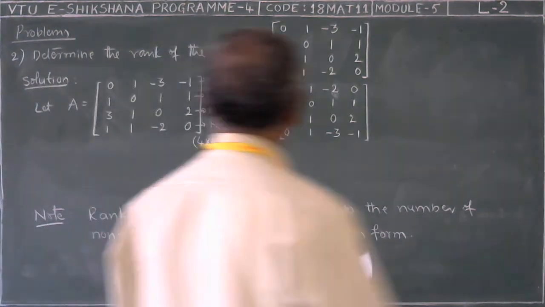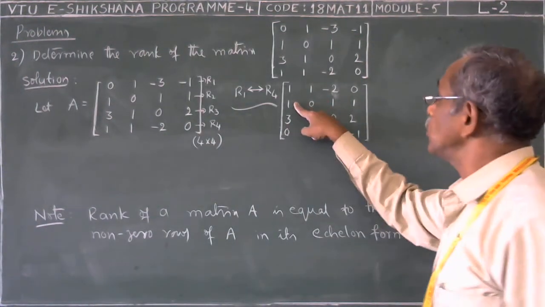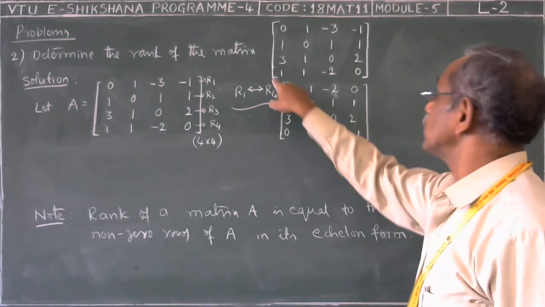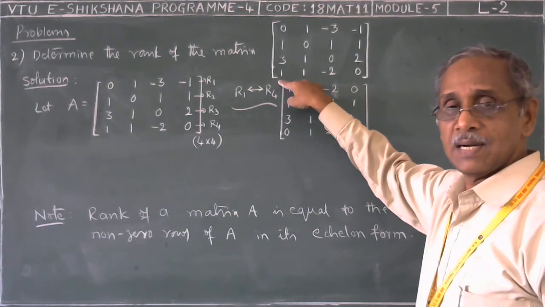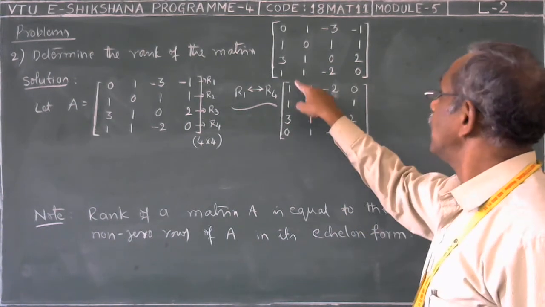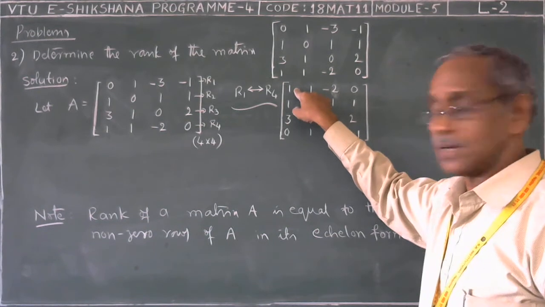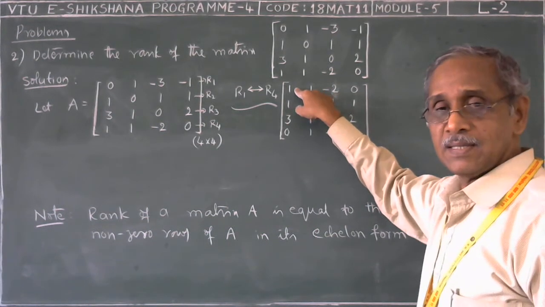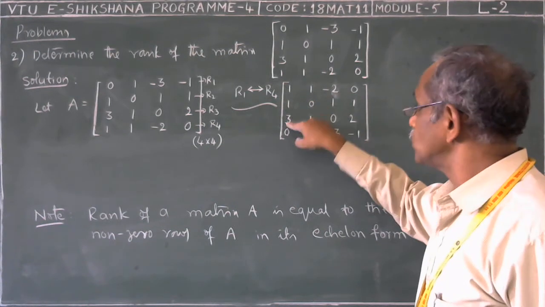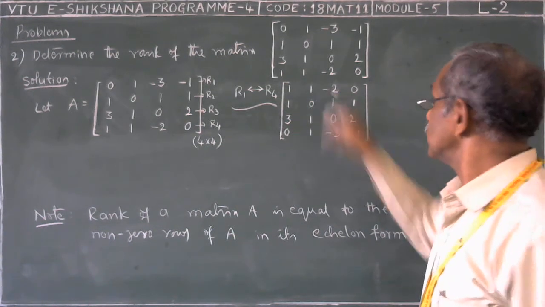So what is the operation I can use? R2 minus R1, very simple. Now this is 3, so I have to multiply 3 by R1 and then subtract from this 3. So I use R1 to make changes in R2 and R3. That means to make these two entries 0. So this is not changed.